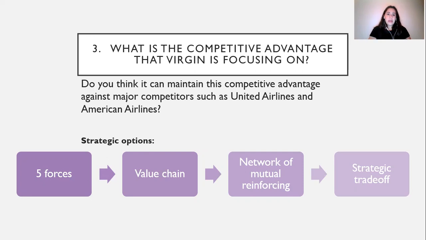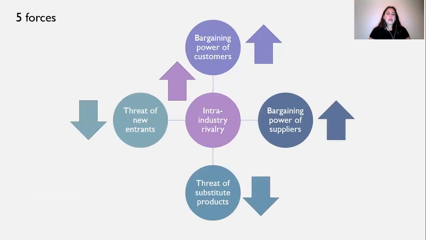So first we will see the 5 forces of Porter, starting with the intra-industry rivalry. It's very high because, for example, other competitors like American Airlines are very big, have many destinations and lower prices.